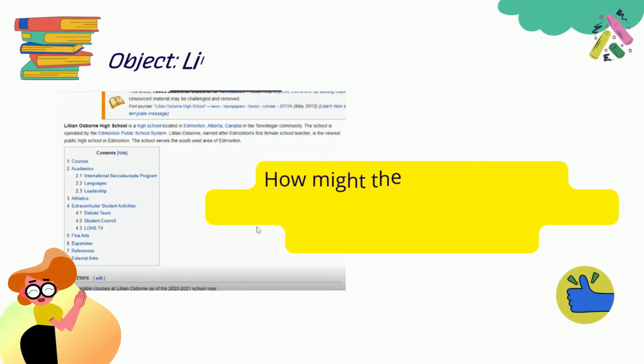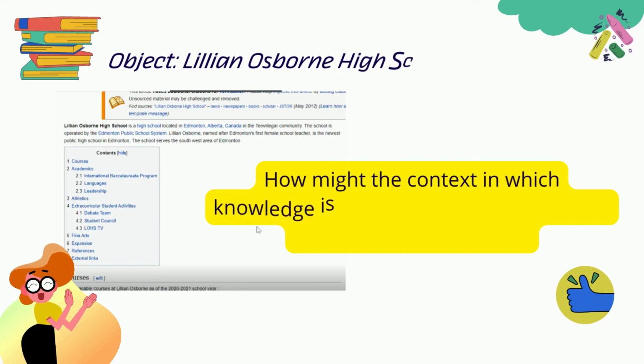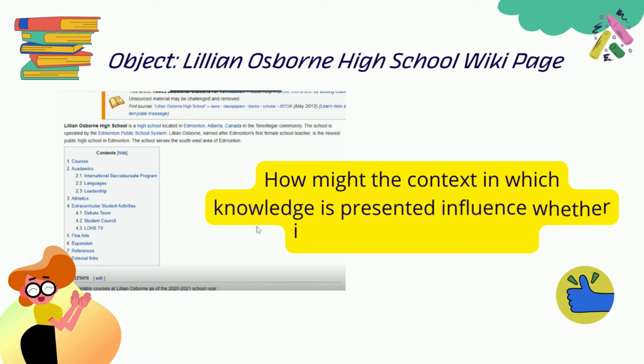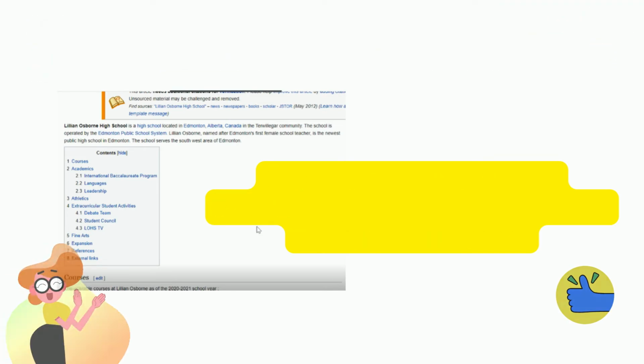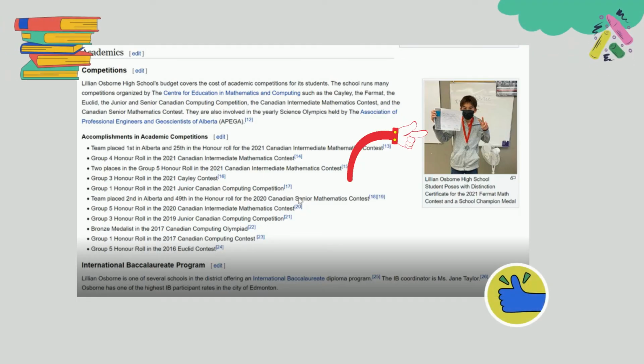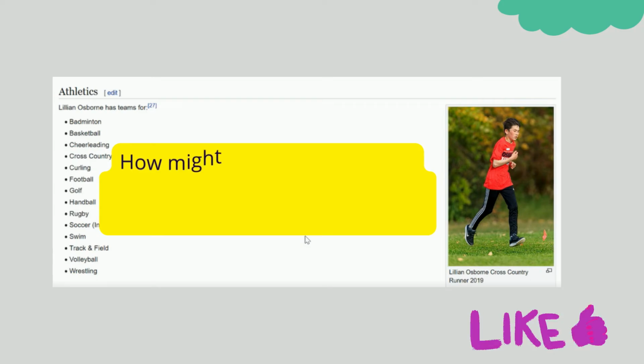Hi, my name is Chris, and my prompt was, how might the context in which knowledge is presented influence whether it is accepted or rejected? I selected the presented Wikipedia article because of the personal significance it had to me. My friend Sam Lowe had edited the Lillian Osborne Wikipedia page to highlight his own contributions to the school reputation. Not only the above math contest, but his role on the school's cross-country team in 2019.